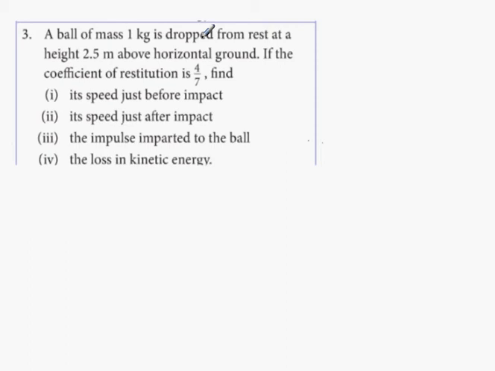A mass of 1 kilogram is dropped from rest at a height 2.5 meters above horizontal ground. Its coefficient of restitution is 4/7. Find its speed just before impact. Okay, we're going back to UVAST.